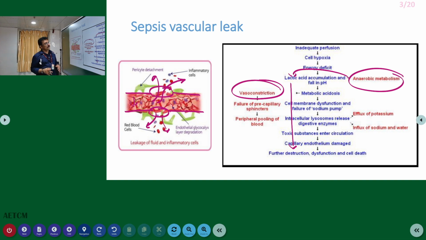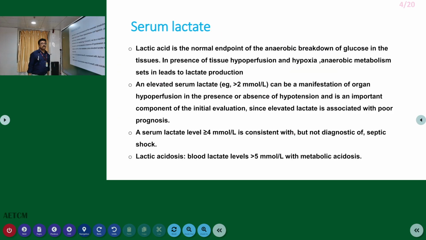The patient can have anaerobic metabolism and lactic acidosis, then vasoconstriction and vascular collapse due to volume loss through the micropores. So many problems are occurring here. Ultimately all these things will produce cell death. Reduced blood circulation to the cells ultimately leads to dysfunction and cell death.